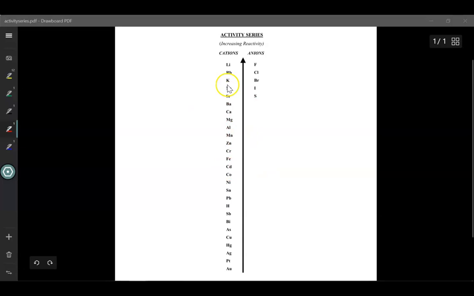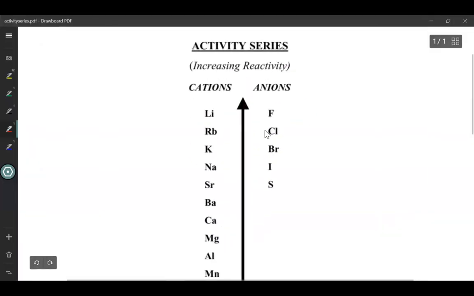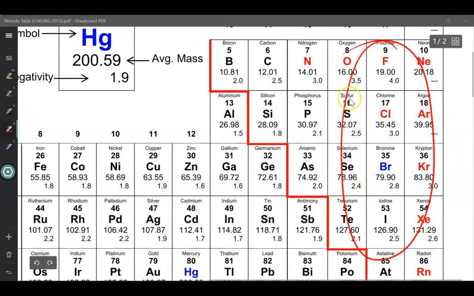Now, most activity series will give you the metallic version. They may not give you the non-metal version. So you don't have to memorize all this. It's all going to be given to you on a periodic table. But like I said, sometimes the non-metals will not be included. That's not a big deal because they're already written in order of our reactivity.